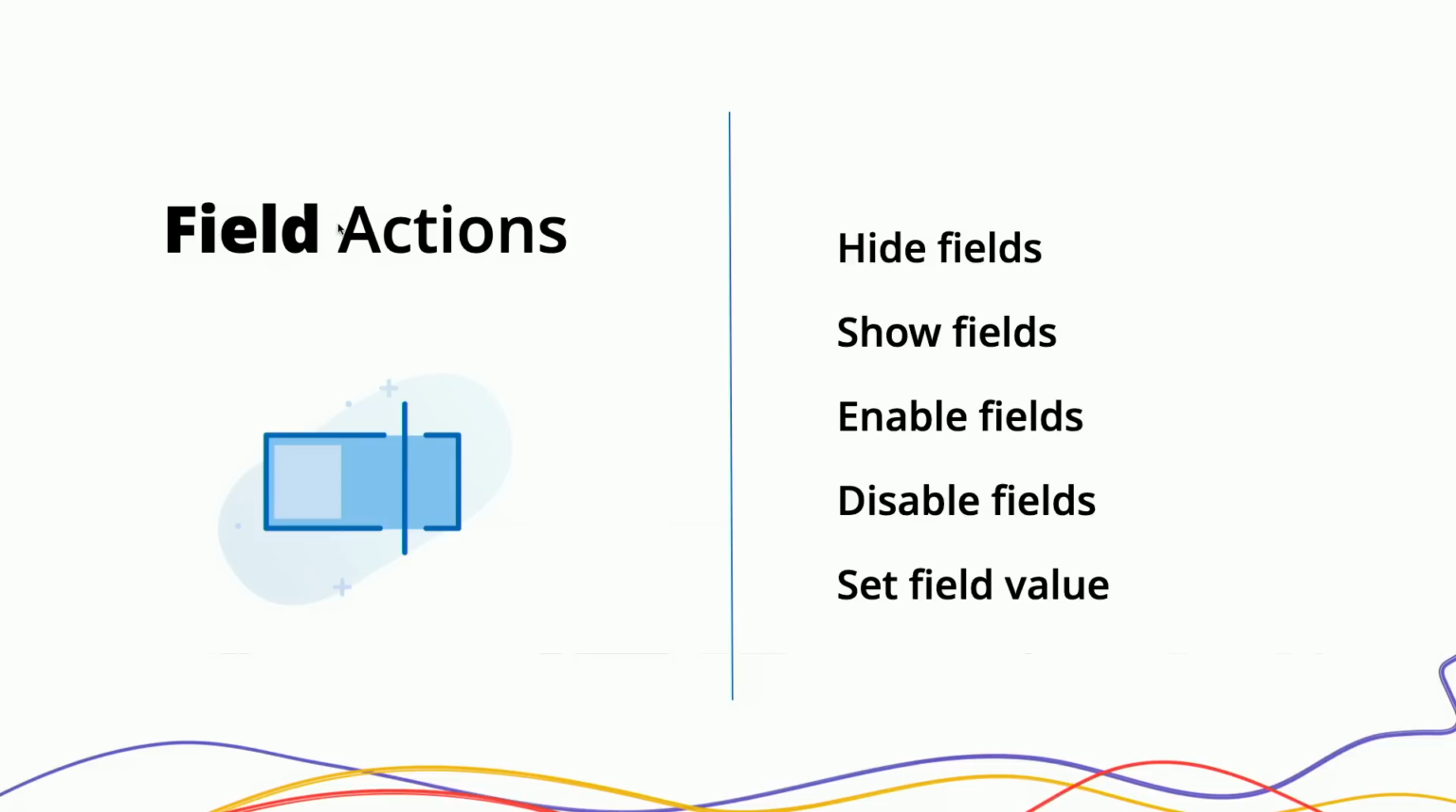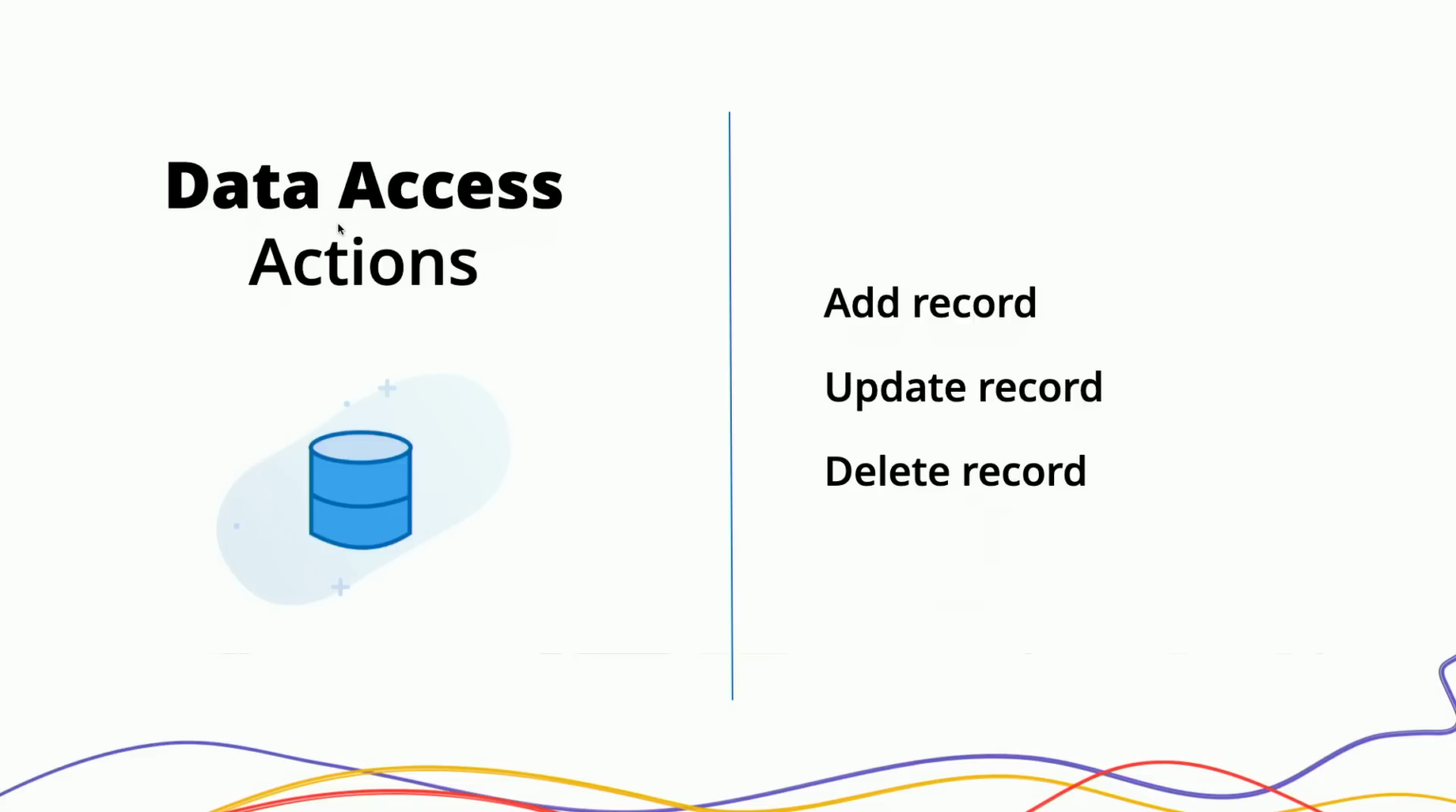So this is what I was telling you. If you want to create a responsive form where you have different fields that are hidden or shown based on some value that you've added in the initial fields, that's when you use a field action. So the third type of action that we have is called a data access action.